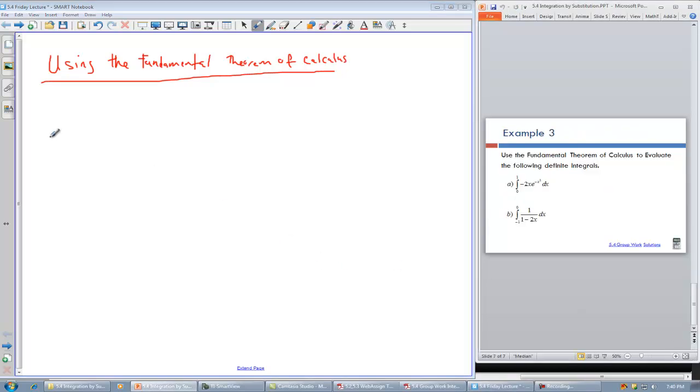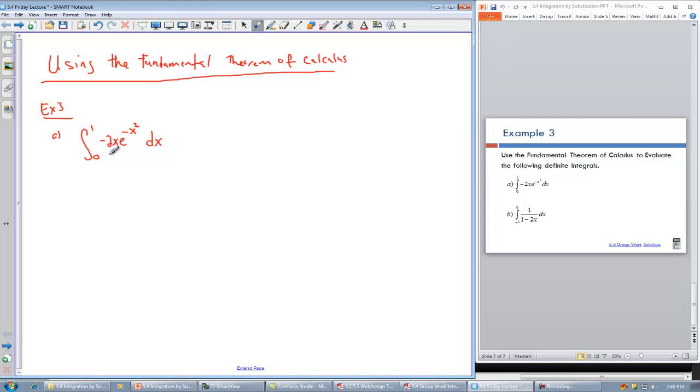So use the fundamental theorem. I'm going to call this example 3. Let's continue on with the last lecture. Use the fundamental theorem of calculus to evaluate the following definite integrals. And that should not be capitalized, but it is. So part A, this is the integral from 0 to 1 of minus 2x e to the minus x squared dx.